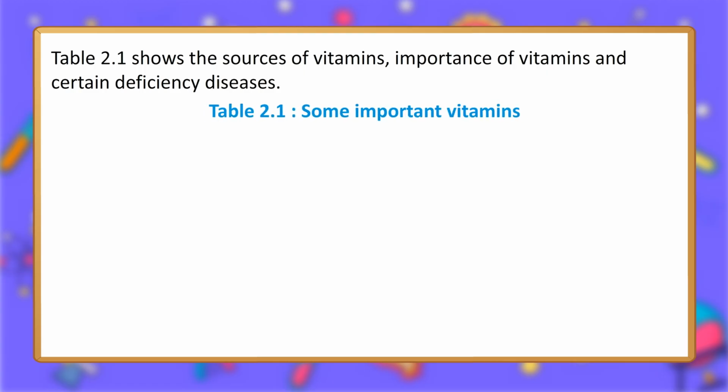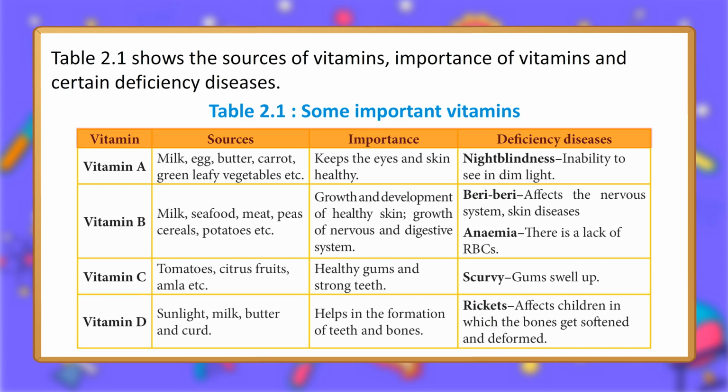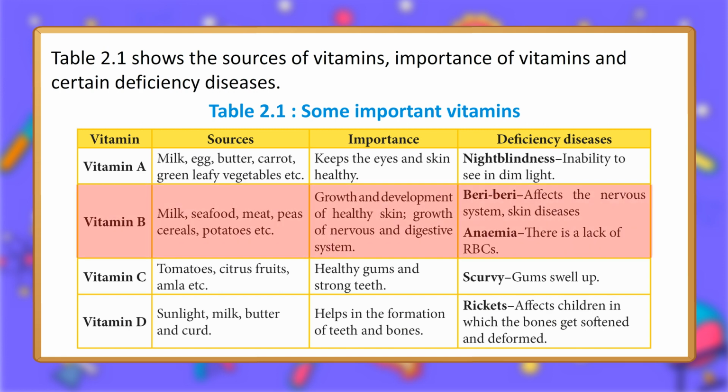Table 2.1: Some important vitamins. Vitamin, sources, importance, deficiency diseases. Vitamin A: milk, egg, butter, carrot, green leafy vegetables, etc. It keeps the eyes and skin healthy. Deficiency causes night blindness, the inability to see in dim light. Vitamin B: milk, seafood, meat, peas, cereals, potatoes, etc. It helps growth and development of healthy skin, and growth of the nervous and digestive systems. Deficiency causes beriberi, which affects the nervous system, skin diseases, and anemia, where there is a lack of RBCs.